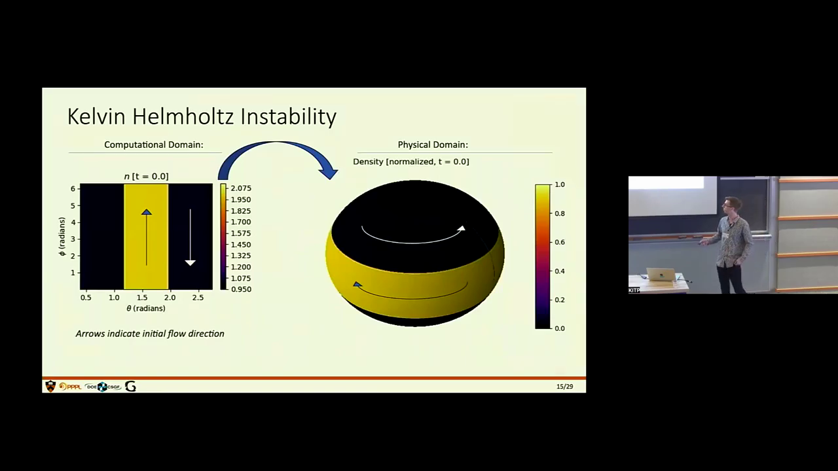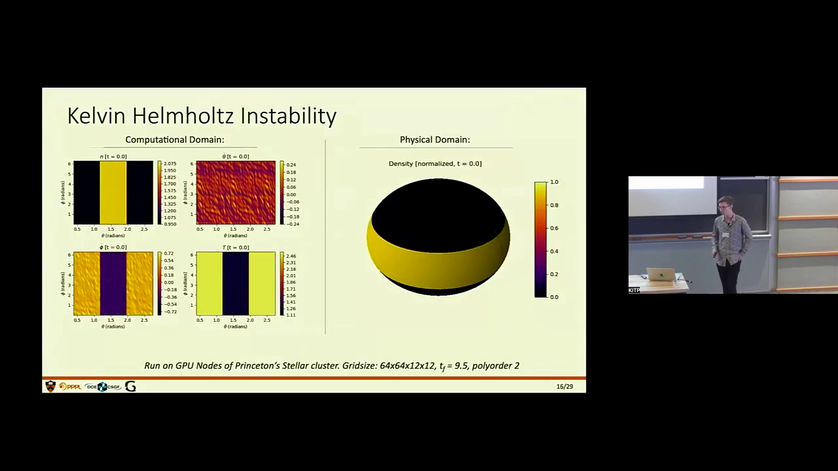The example I teased in the beginning is Kelvin-Helmholtz instability on the surface of a sphere. Here you set up initially counterpropagating blobs that are in your computational coordinates of theta and phi. This is going to map ultimately to your physical coordinates, your physical domain, where we're going to evolve the density in time. This is going to be the movie of that, where I now include some more moments.